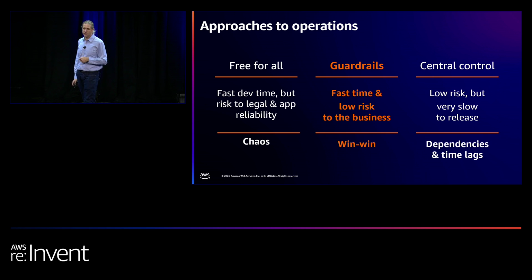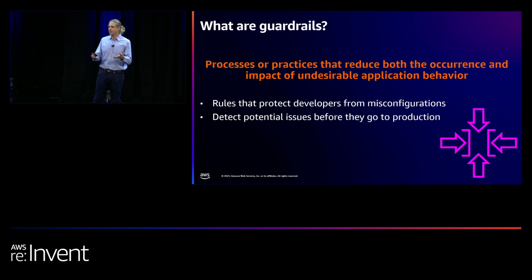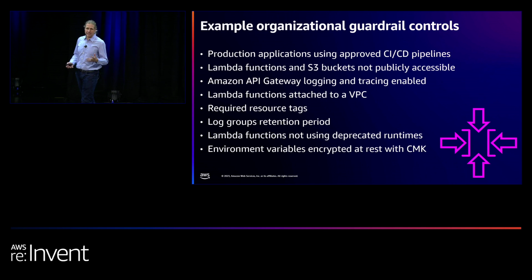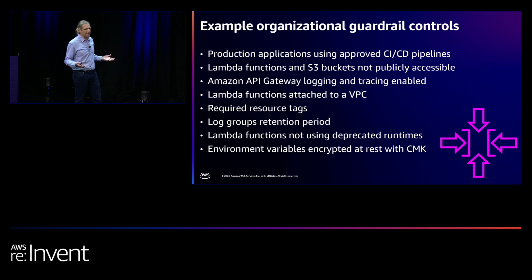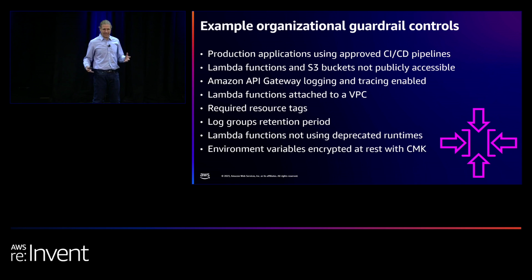And this is why we use this concept of guardrails. These are processes and practices that reduce both the occurrence and impact of undesirable application behavior. These are rules that you can define to stop the bad stuff happening. And obviously, you want to express them as code. Now, there are many examples, things like enforcing your pipelines and maybe not making things public, logging and tracing, looking at whether you need access to a VPC, tags, log groups, encryption settings, a whole bunch of stuff in the list here. And these are things you want to ensure actually get done.